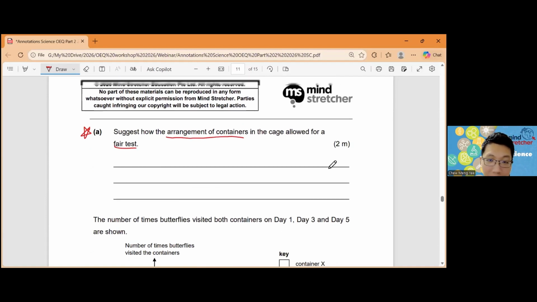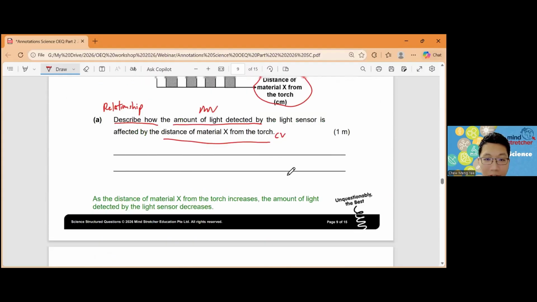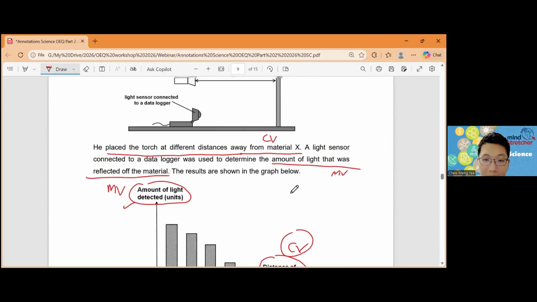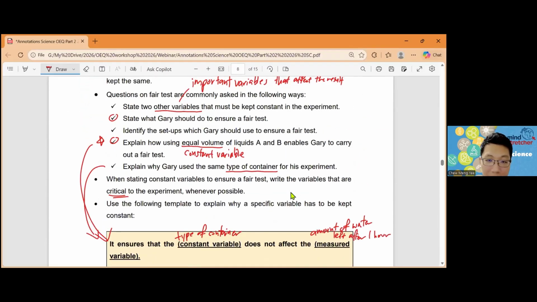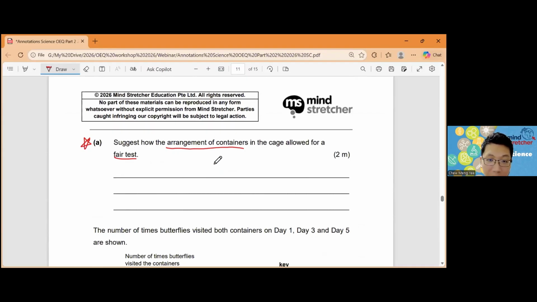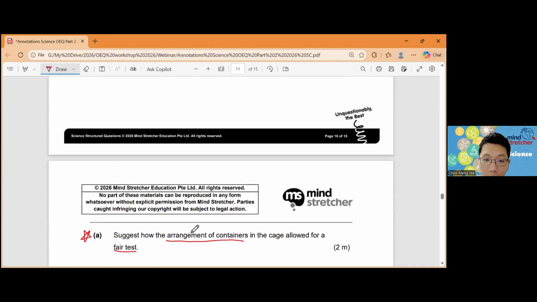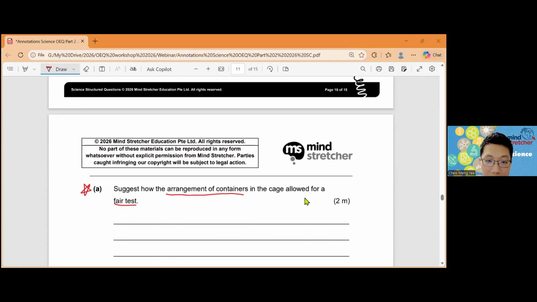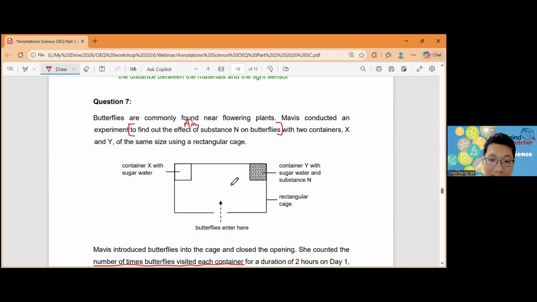They specify a fair test, but just now when we talked about fair test, there must be something that is being kept the same. Same volume of water, same type of container. So what is being kept the same here that ensures a fair test? You have to identify what is being kept the same when they are arranged like this. No, we are talking about the arrangement, not the amount of sugar water. We are talking about the arrangement of the container. It must be related to this. So if we arrange them like this, what is the thing that is kept constant?